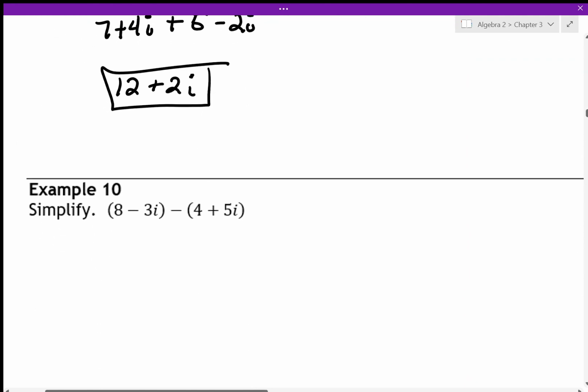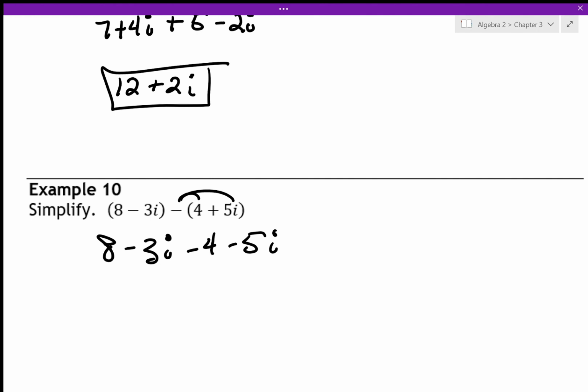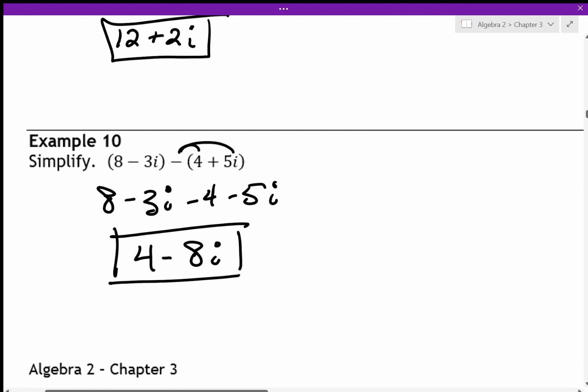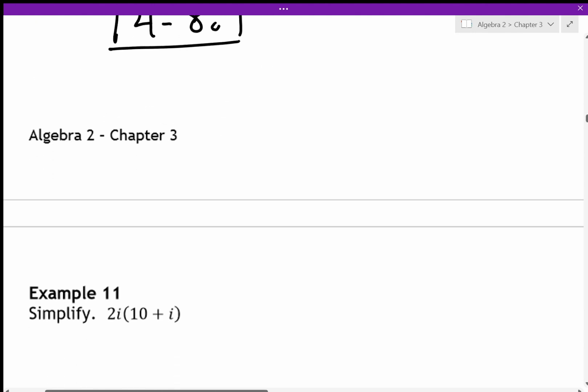Number 10 steps it up a notch because we got this negative that we got to distribute. So I'm going to say 8 minus 3i minus 4 minus 5i. The negative distributed to both the 4 and to the 5i. Now the problem is just like example 9, and we just combine like terms. So we got 4 minus 8i. That is example 10. Let's scroll down.